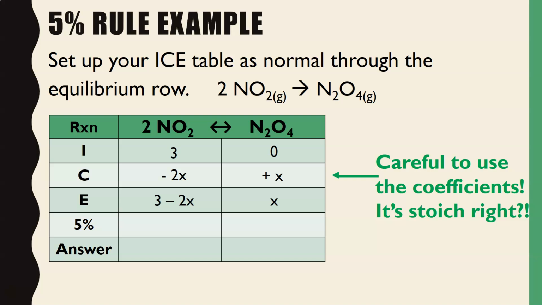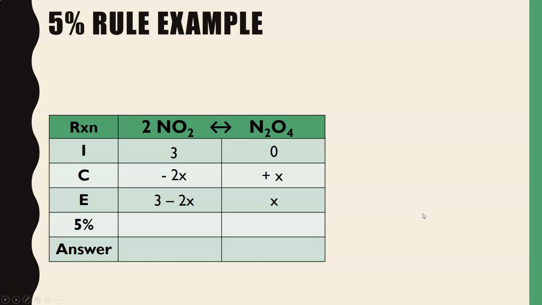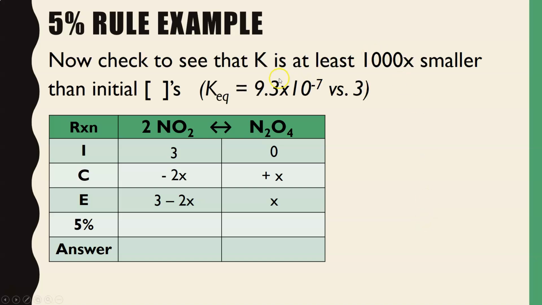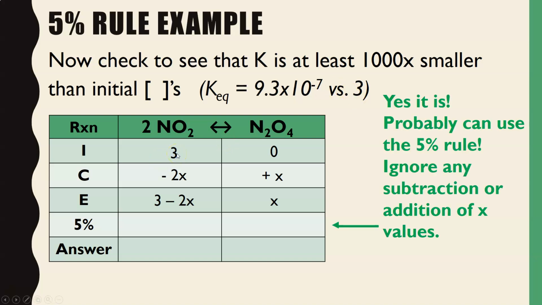Now let's see if we can use the 5% rule. Let's double check our conditions. Is K less than 1, and is it at least 1,000 times smaller than your initial concentrations? Is this at least 1,000 times smaller than 3? Yup. That means I can probably use the 5% rule.